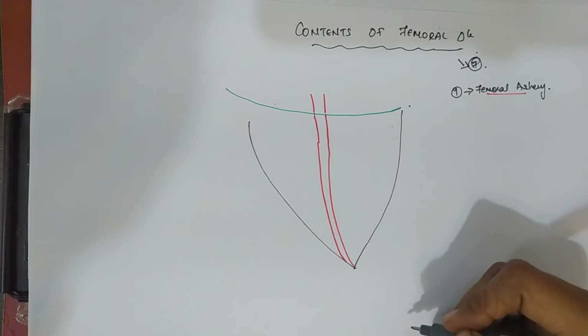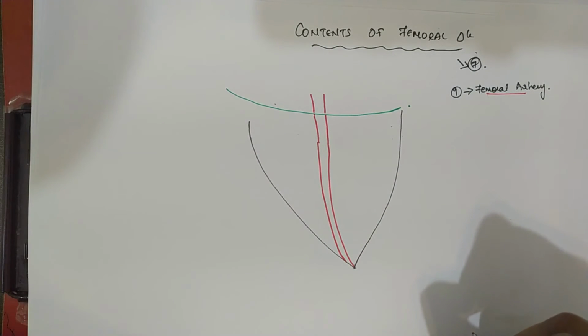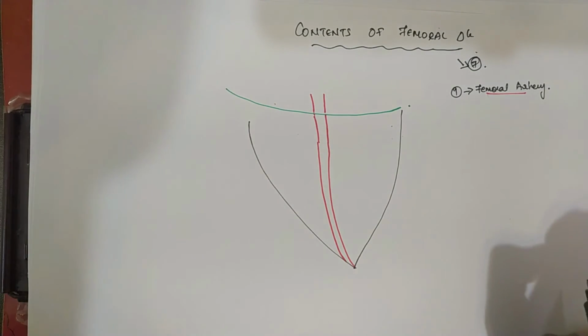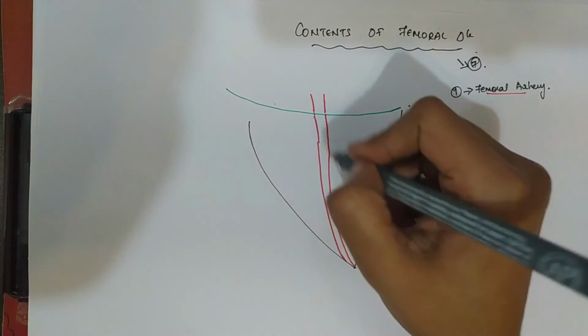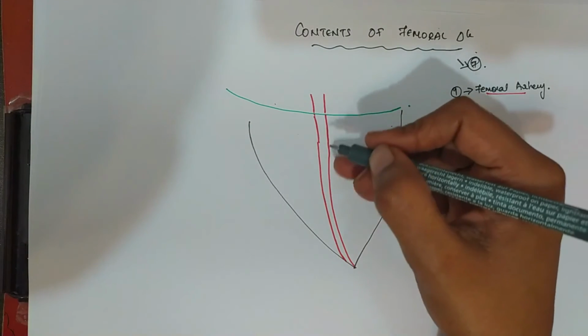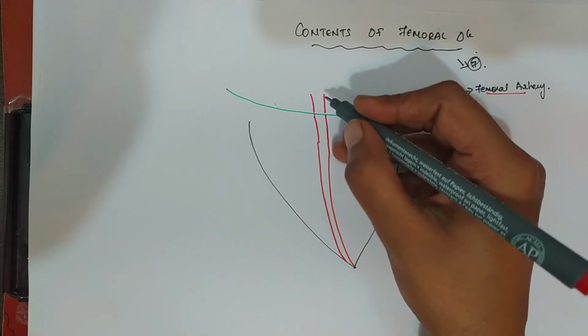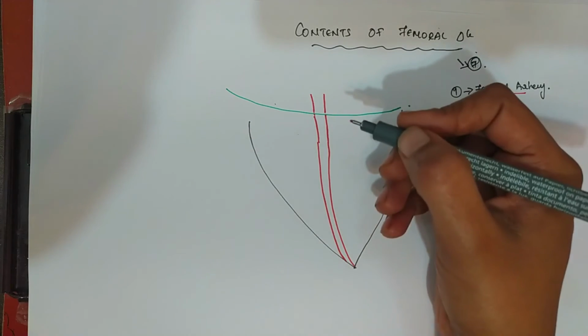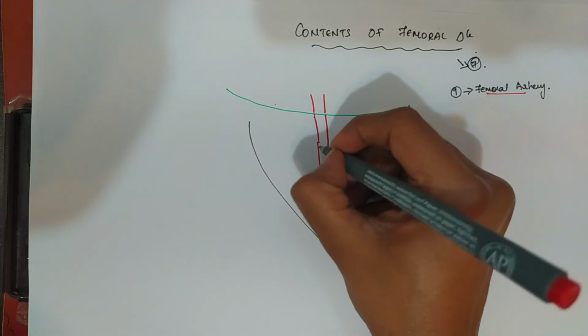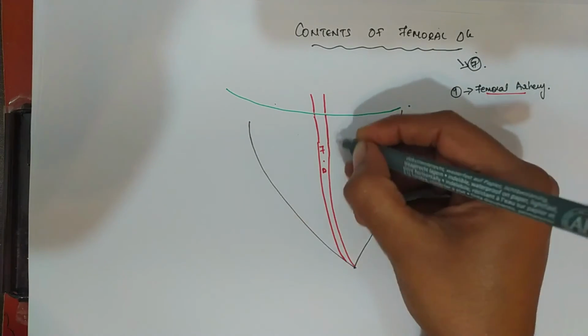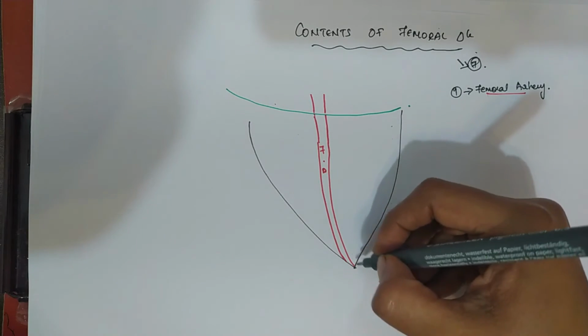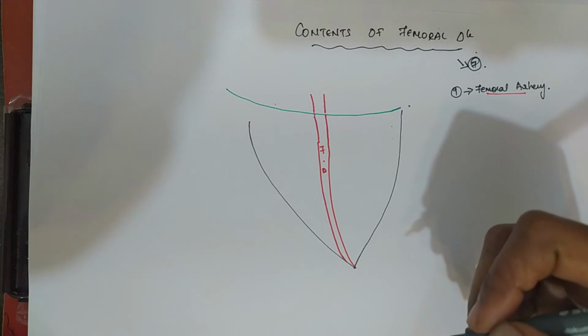Then it is going to continue in the adductor canal of the thigh, which is seen in the medial compartment. Later it is going to continue as the popliteal artery in the popliteal fossa. So this artery is a continuation of the external iliac artery. So we have the external iliac artery continuing as the femoral artery here in the femoral triangle. Then it is going to terminate as the popliteal artery.